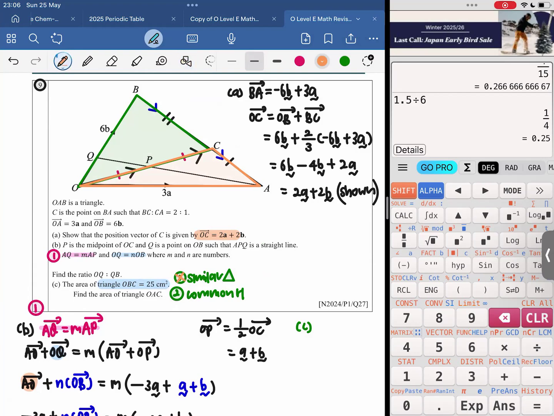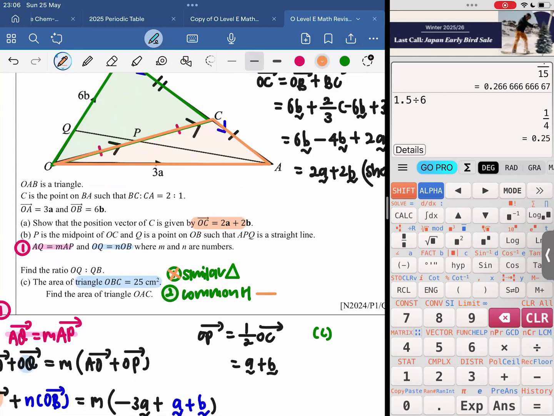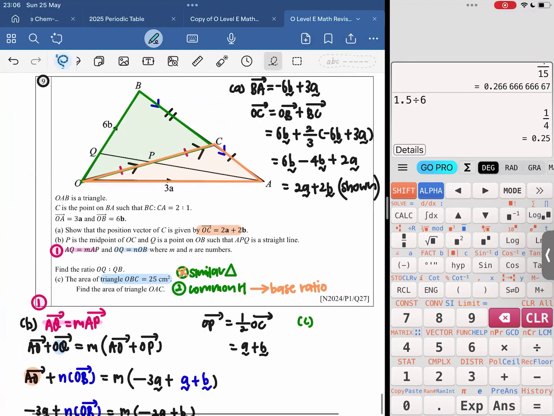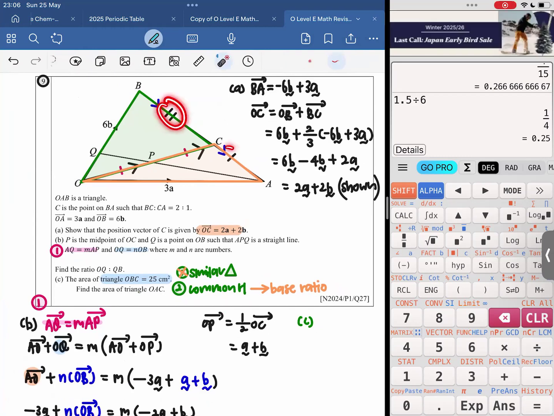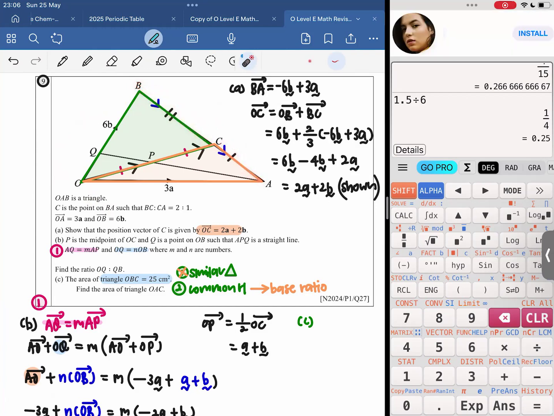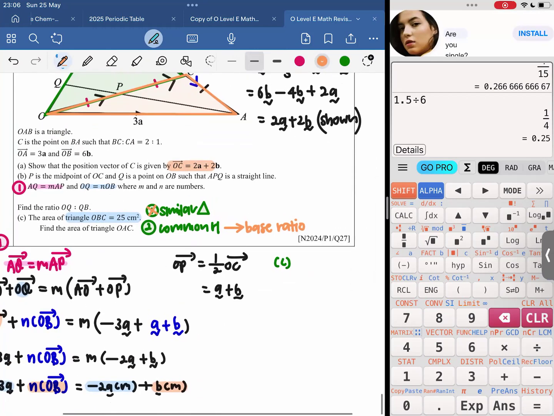So use your common height. With common height, your area ratio should be your base ratio. We talked about this in class already. So your base would be the one with the lines, with the proportion. So this one here, the height is somewhere here. This is the height, right angle, outside of the triangle. So the area ratio is 2 is to 1. Can you see that? Okay, so from here, I just write over here.